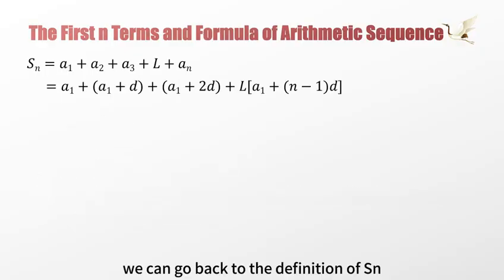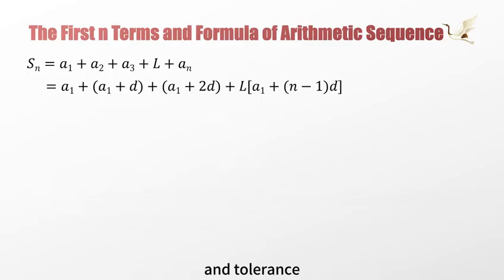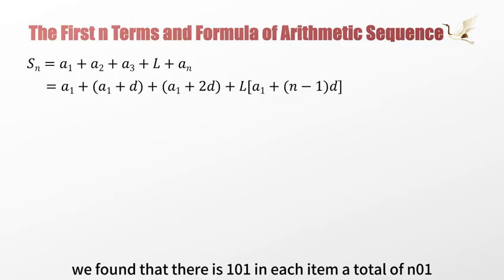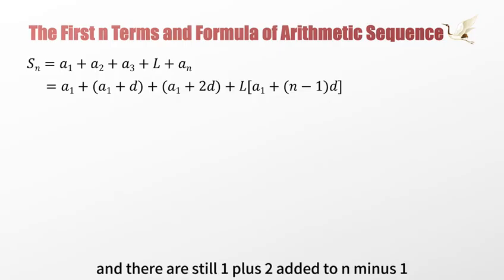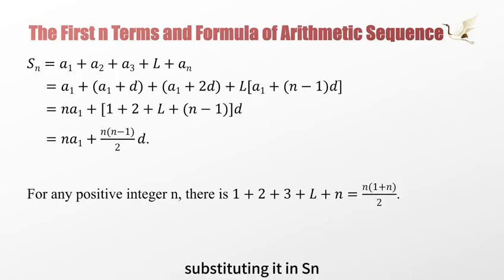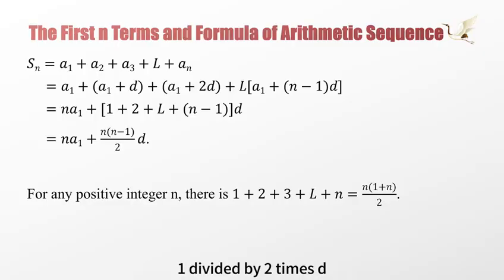We can go back to the definition of Sn and simply represent each term of the sequence with its first term and common difference. According to the general formula of arithmetic sequences, a2 is equal to a1 plus d, a3 is equal to a1 plus 2d, and an is equal to a1 plus (n minus 1) times d. We find that there is one a1 in each term, a total of n a1, and there are still 1 plus 2 up to n minus 1 times the common difference d. Substituting it in, Sn is equal to n times a1 plus n times (n minus 1) divided by 2 times d. We also obtain Formula 2.